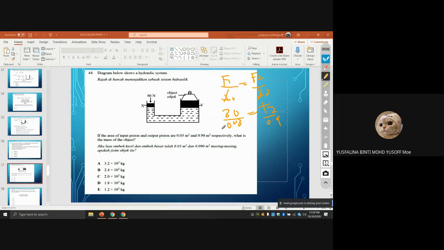And then you just cross multiply. So for F2 you will get the answer B, 2.4 times 10 to the power of 2. But you have to remember the value you find is in Newton. After you get the value of F2, you have to divide by 10 first, because this one they want the mass, and this one is actually the weight. So divide by 10 first, and you get the answer. So number 44, the answer should be B.